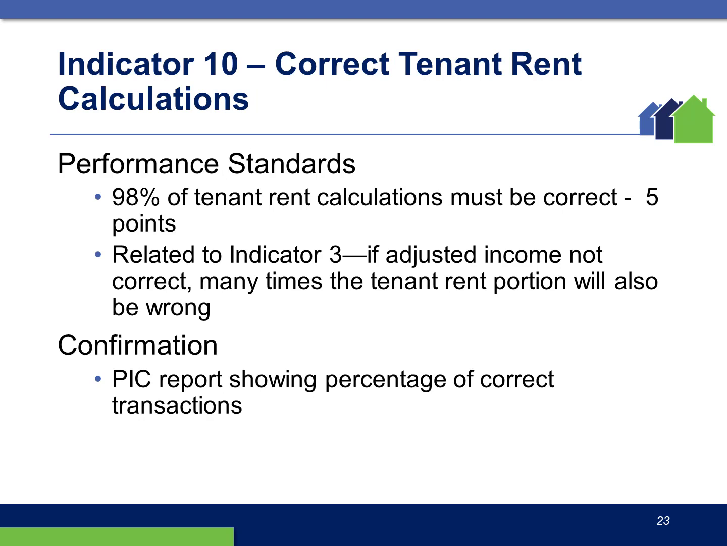Indicator number 10 measures correct tenant rent calculations. This indicator is also measured through PIC. It looks for the percent of correct calculations of tenant rent and family's portion of rent to owner as reflected in the PHA's 50058 transactions. This is related to indicator number 3 because if the adjusted income is not calculated correctly, the tenant's rent portion amount is likely to be incorrect too. This information is confirmed through a PIC report that will show the percentage of correct transactions.